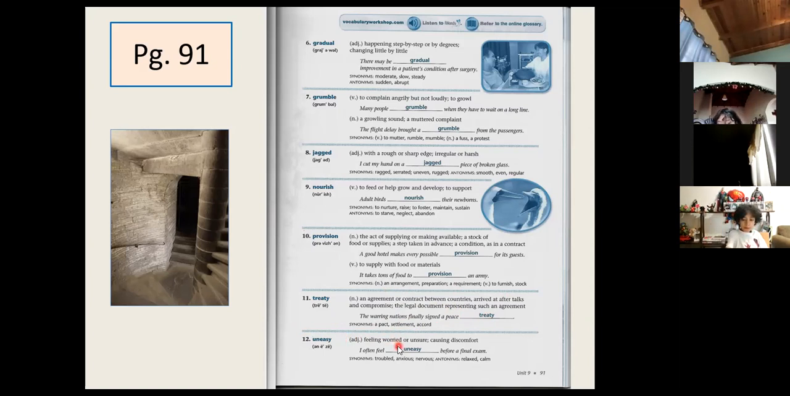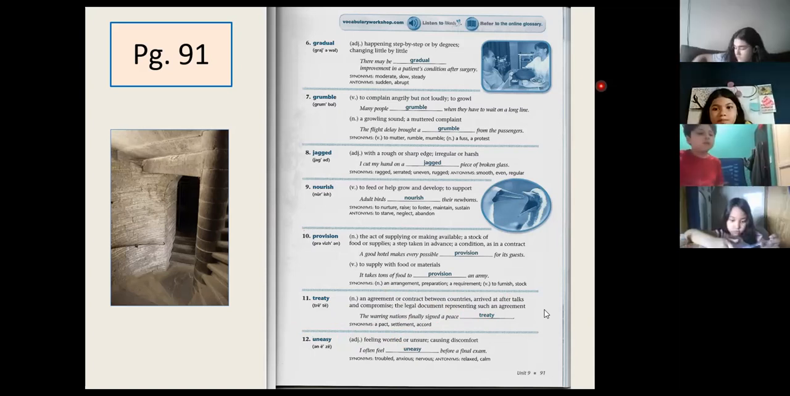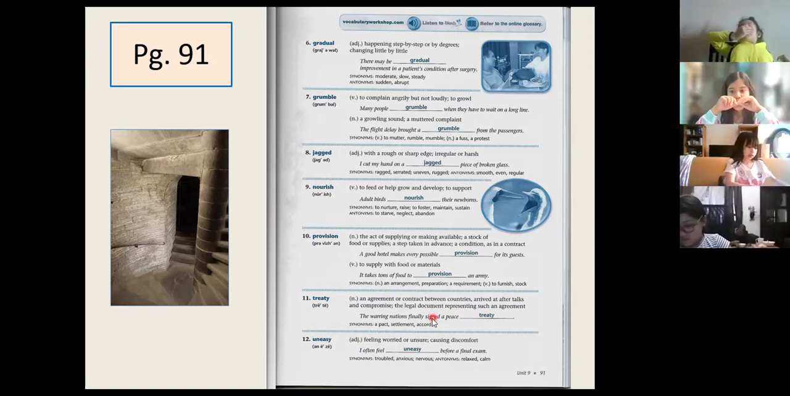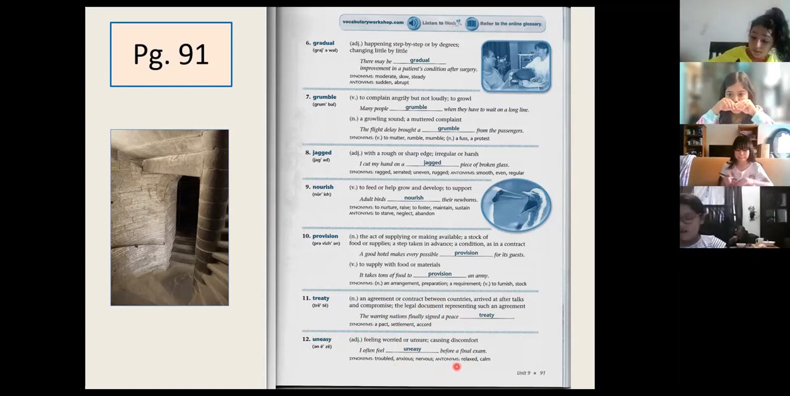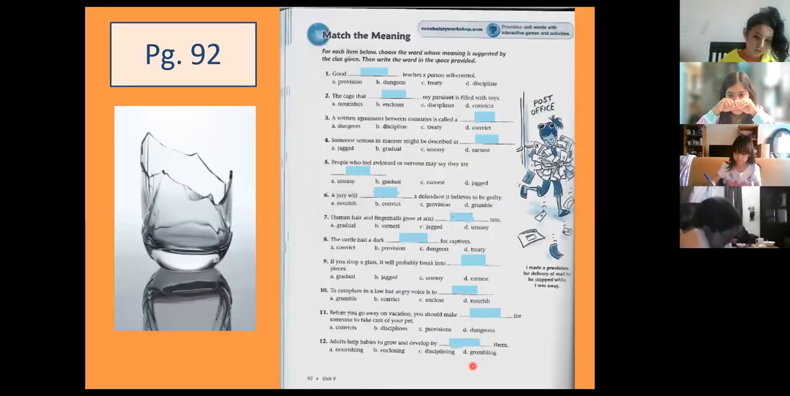And uneasy, the last word. Remember, it's a feeling. When you are feeling worried, if you're solving some math operations or doing a test, and you are uneasy, you are anxious, you're nervous, because maybe you don't remember the answer. So that is to be anxious, nervous. The antonym, the contrary, is to be relaxed or calm, because you know the answer.